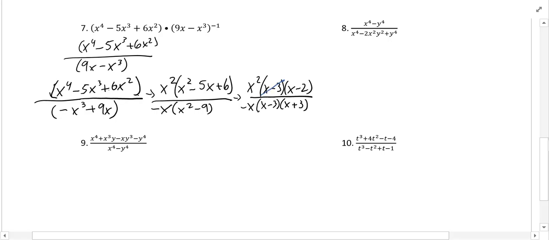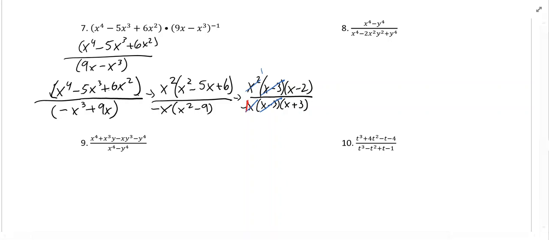The x minus 3 in the numerator and the x minus 3 in the denominator can cancel. Now, also here, you have an x squared on top and a negative x on the bottom. So these can also reduce. You can reduce this to x to the first, and this x is going to cancel, but you have to be careful because there's this implied 1 here. So there's really a 1 between negative 1 times x.